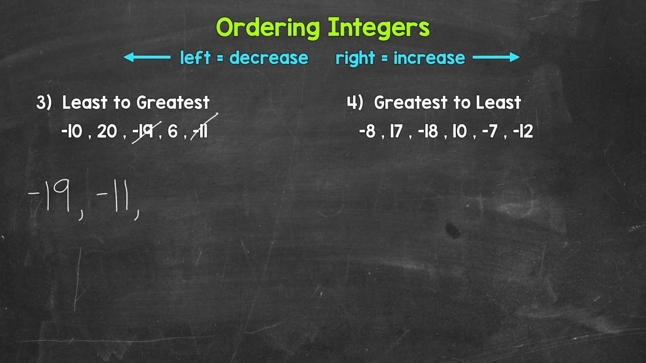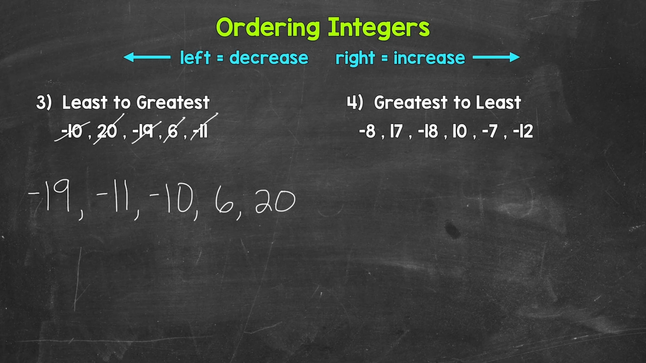And I'll cross that off. And now we have -10, 20, and 6. So -10 is next. And now we are down to the last two, 20 and 6. Well, 6 is next, and 20 is the greatest. So 6, and then 20. So we have all of our integers there, and we are in order from least to greatest. -19, -11, -10, 6, and 20.